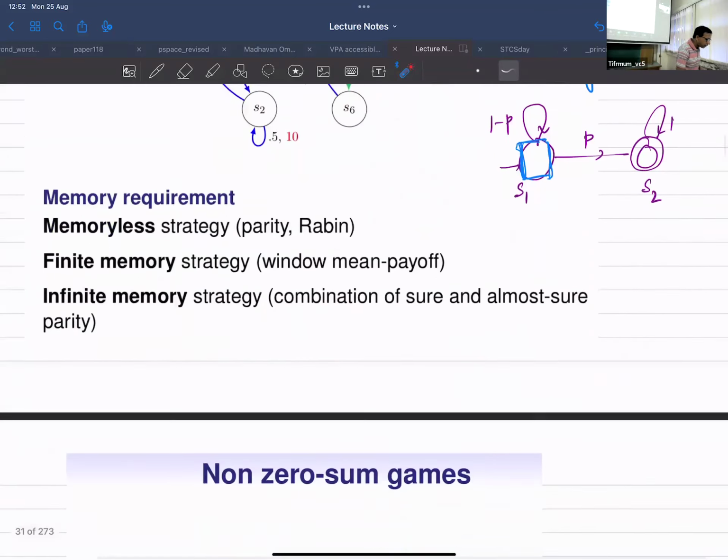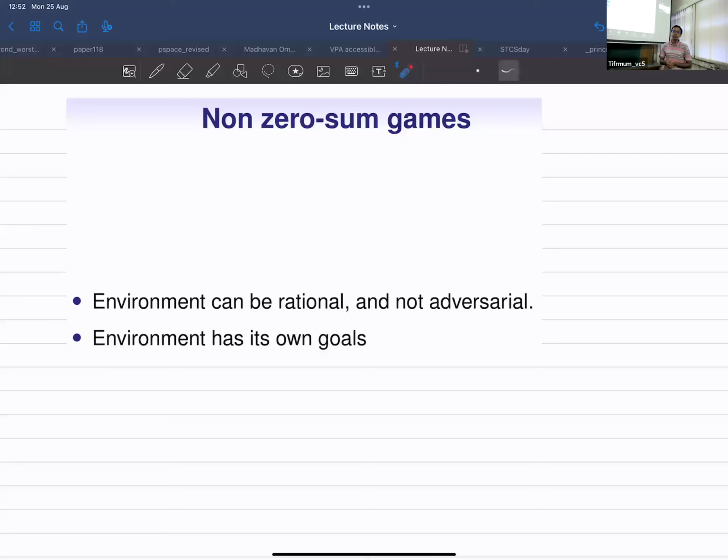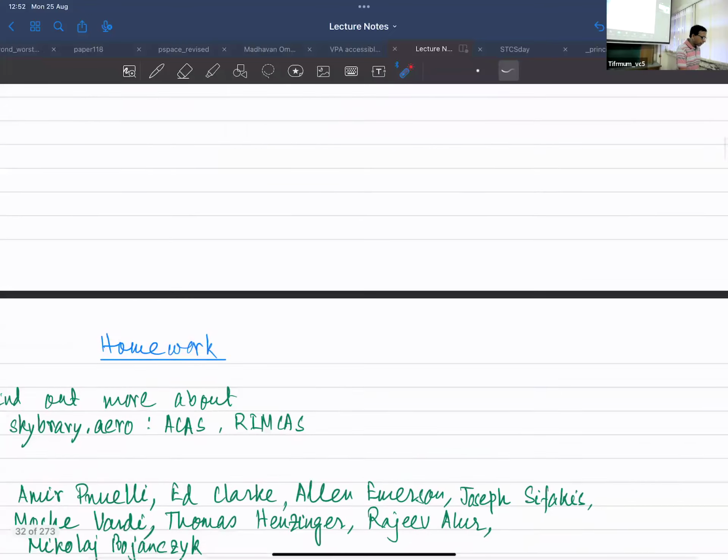And then one can also talk about non-zero sum games, where the environment is not necessarily adversarial. So the environment also has its own set of objectives. The environment wants to do something else. It's not just that your environment is trying to punish the system always. A rational environment has its own set of objectives.